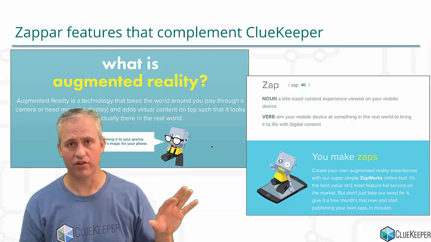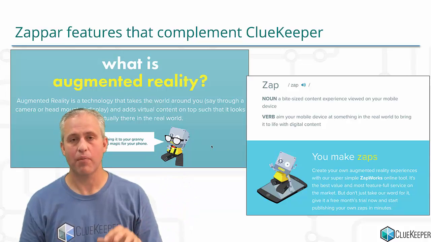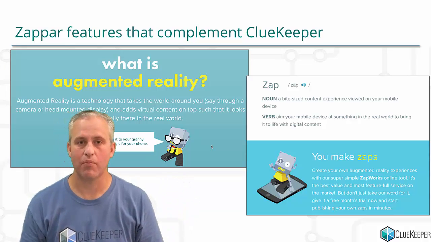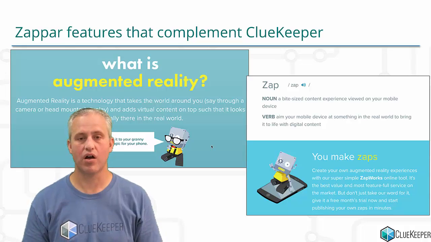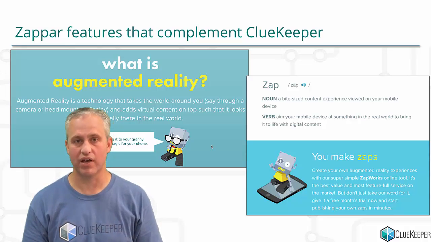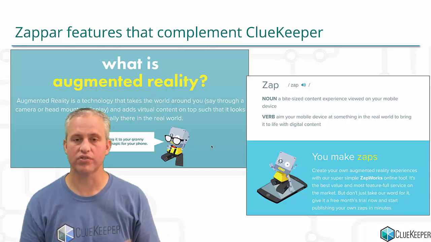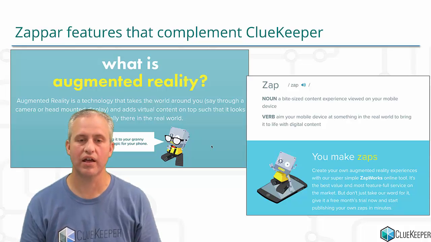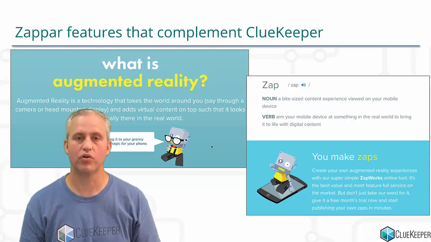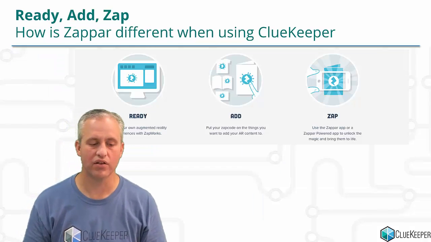There's Zappar, that's their company name. And then there's ZapWorks, and so we're going to be talking about ZapWorks quite a bit. ZapWorks is the tool that you use to build the Zap. So you don't build it inside the ClueKeeper interface, you build it over at ZapWorks. ZapWorks has two different tools you can use. We're going to use their designer tool today, and we'll tell you some more about their studio tool. But those are kind of the nouns that you need to know when you get into this.